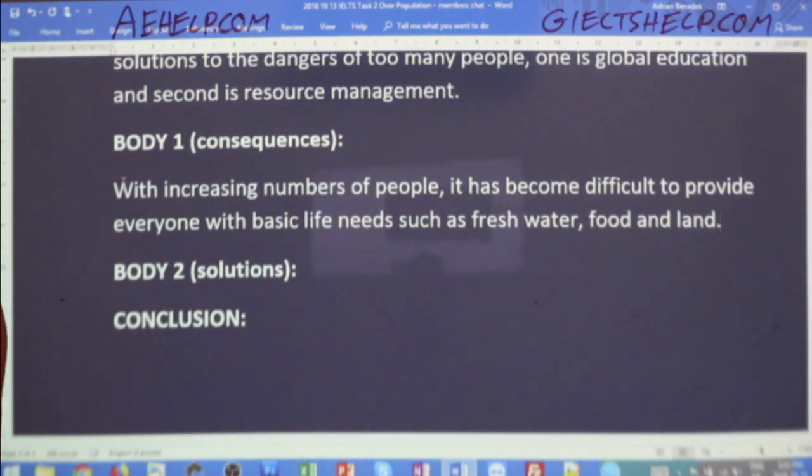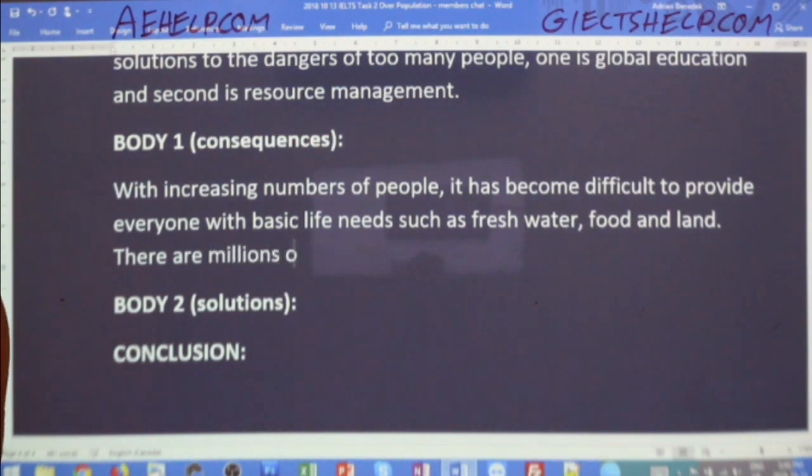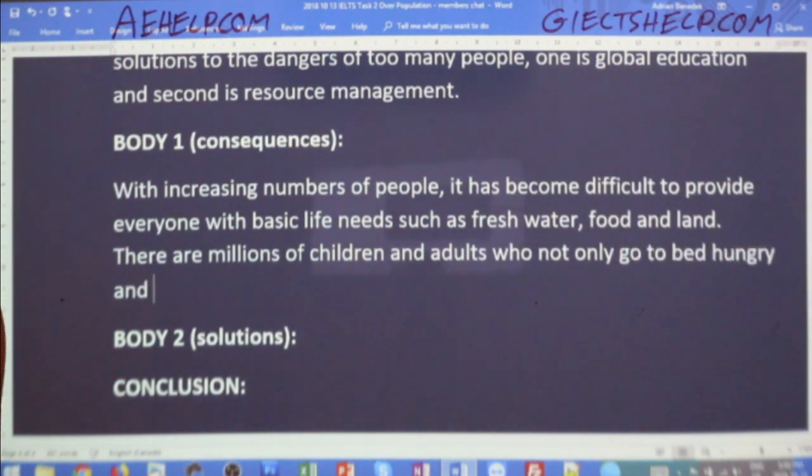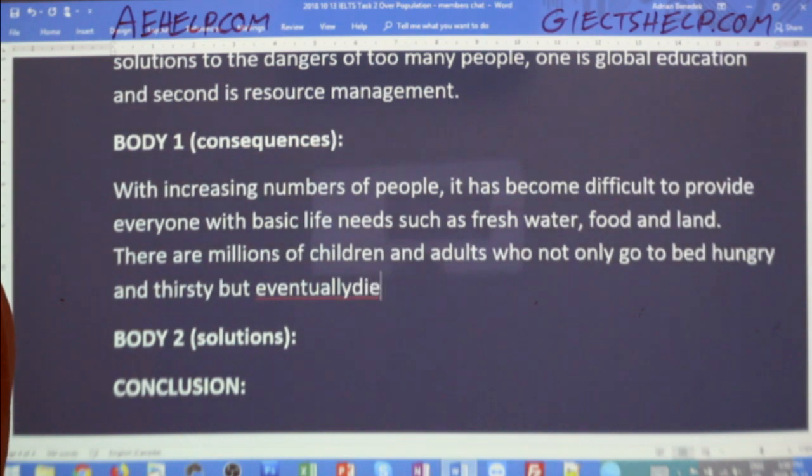Okay, so there are millions of people, of children and adults, who not only go to bed hungry and thirsty, but eventually die of malnutrition.